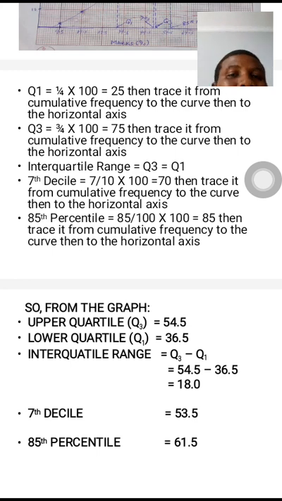So you can find the 80th percentile, 70th percentile, just any question you ask, any percentile you have to find, just follow the same steps. Very simple. It's not more than that. That is exactly how to go about the quartile, interquartile range, percentile, and decile from the cumulative frequency curve.